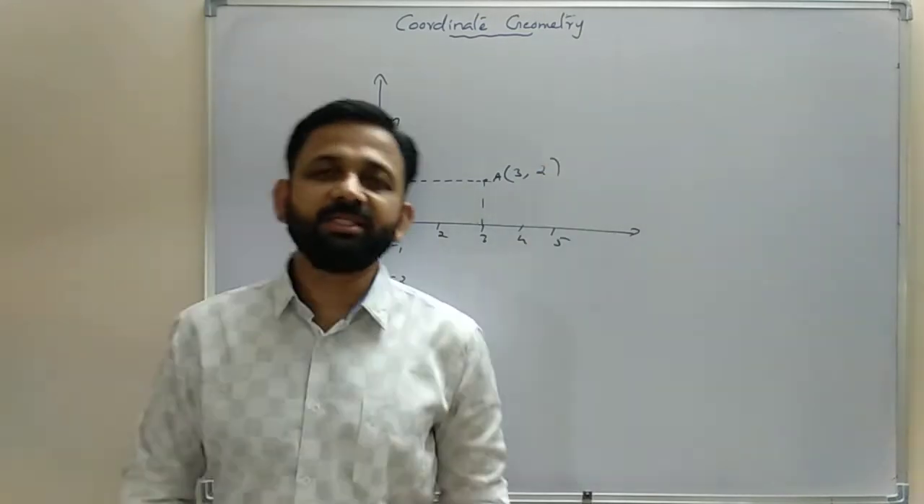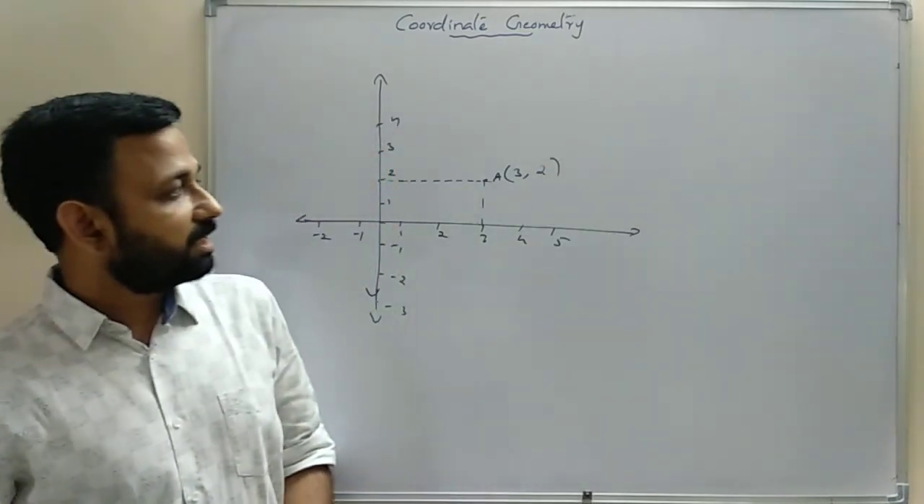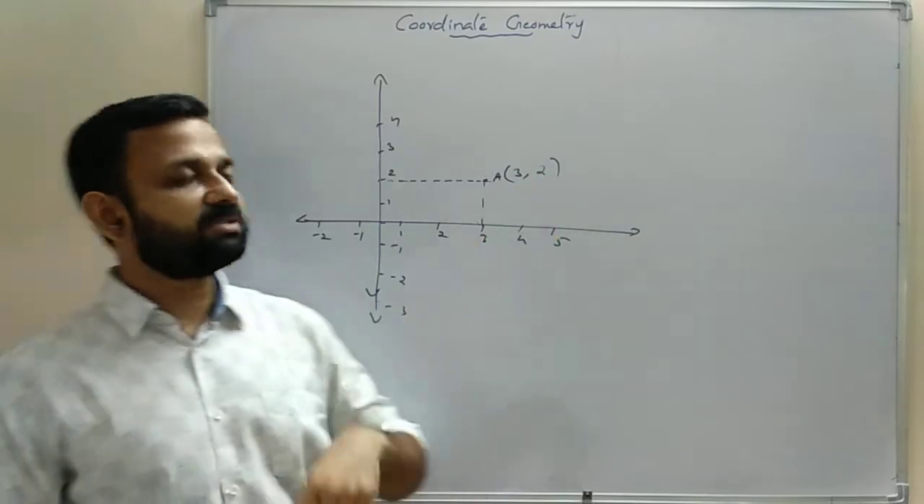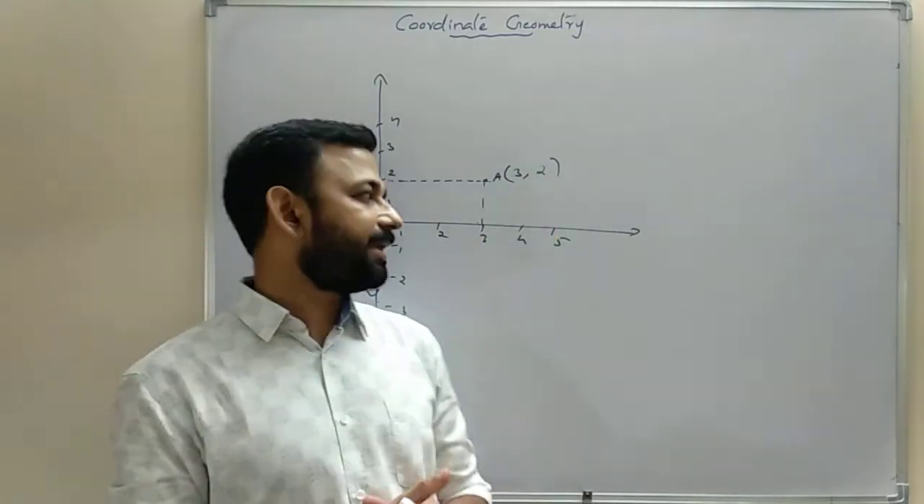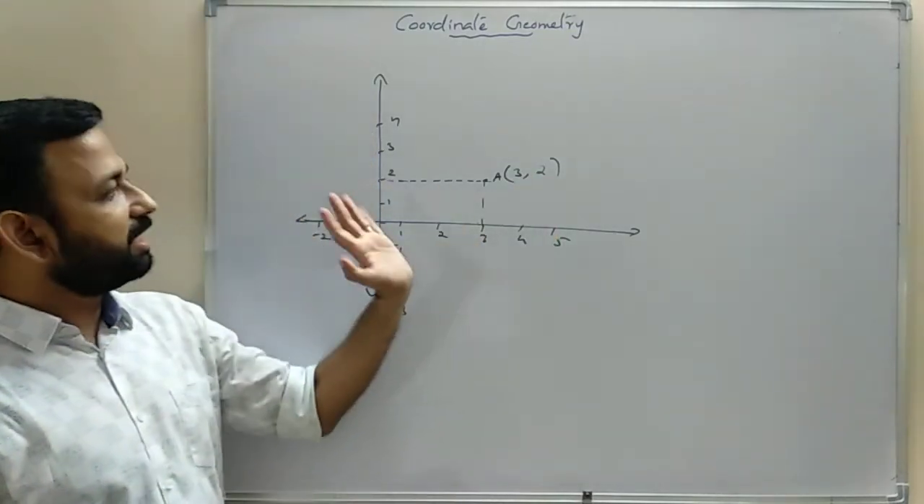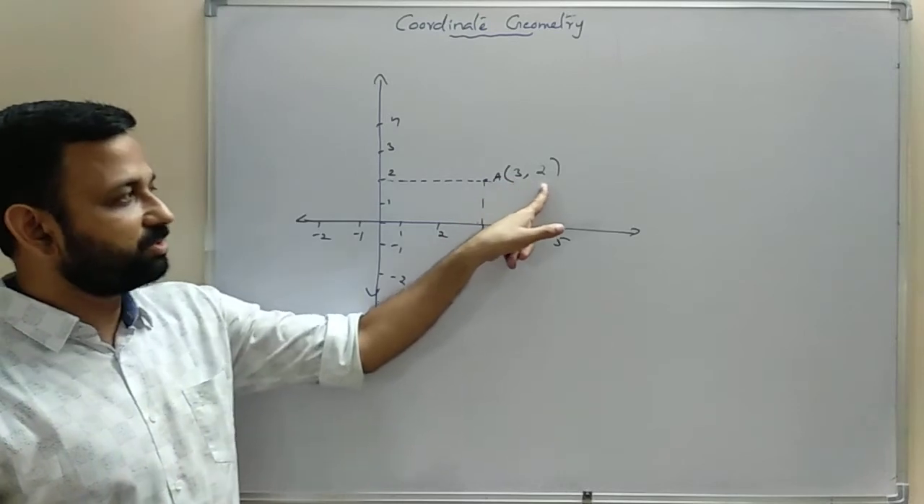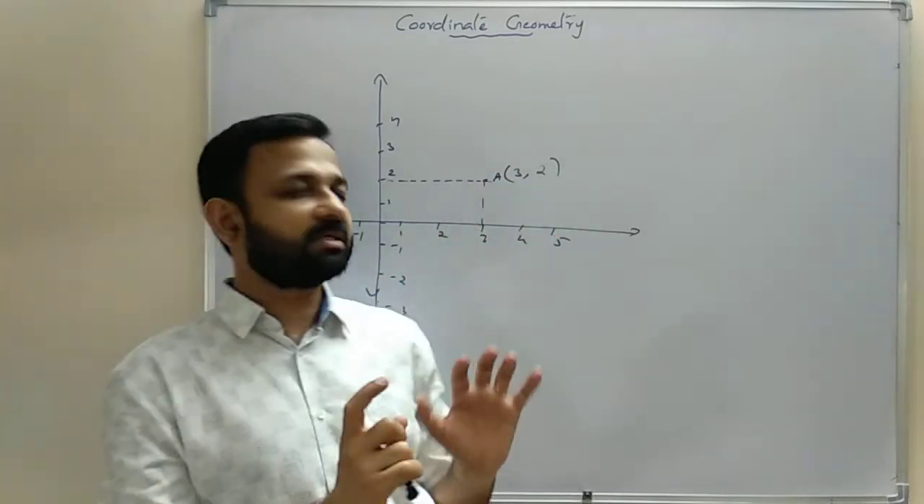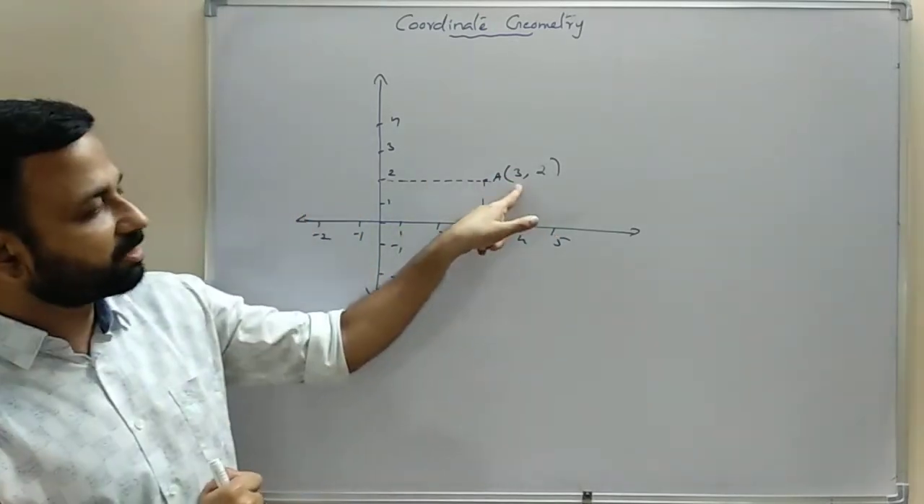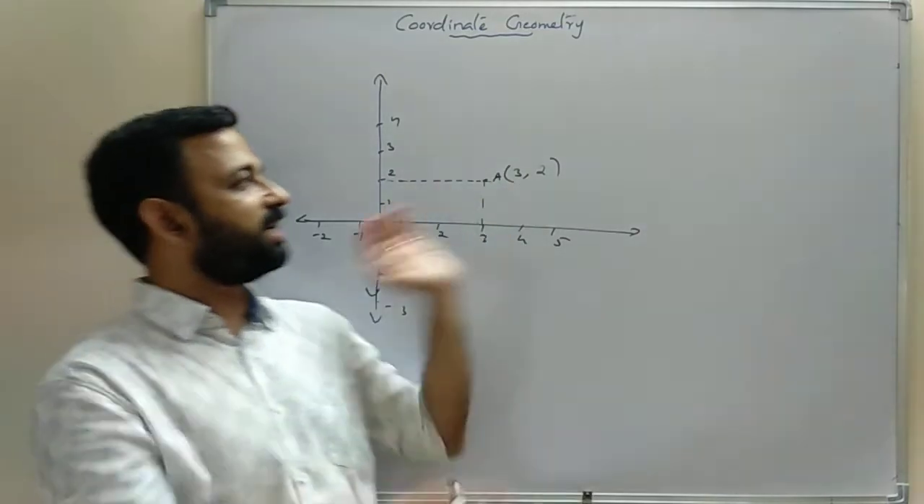The x coordinate is called the abscissa and the y coordinate is called the ordinate. So we can locate the point as the ordered pair (3, 2). This is not a normal pair, this is an ordered pair: the x coordinate comes first and the y coordinate second.